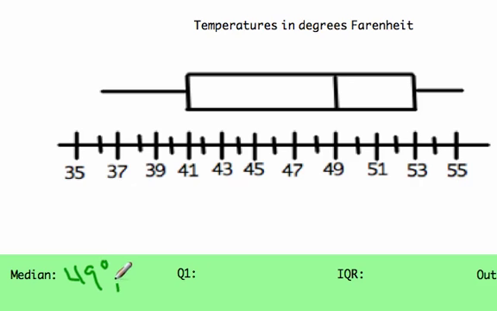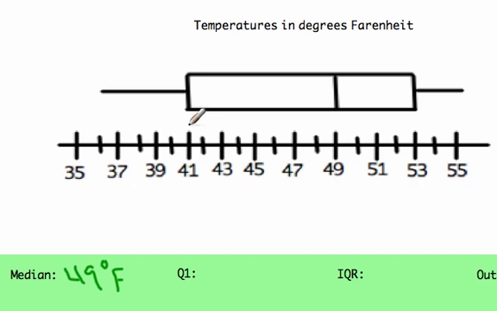There could be, for all we know, this could be measuring 1,000 days. It could be measuring 15 days. We don't really know how many are there. So it's tough to see what the mean would be or what the mode would be, but we know the median is 49 degrees. Quartile 1 is also easy to tell just by looking very quickly at this box and whisker plot. It's going to be 41 degrees.